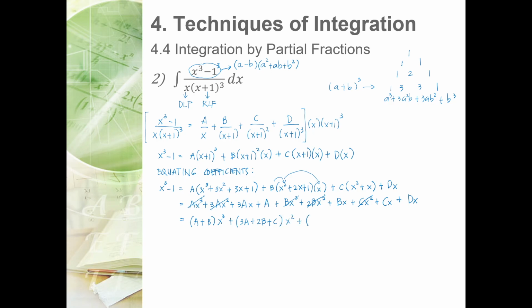So next term is the x variable, so 3Ax. This one is coming from B, then C, and then D, multiplied by x. So what's left is just the constant, which is A. So again, equating coefficients.